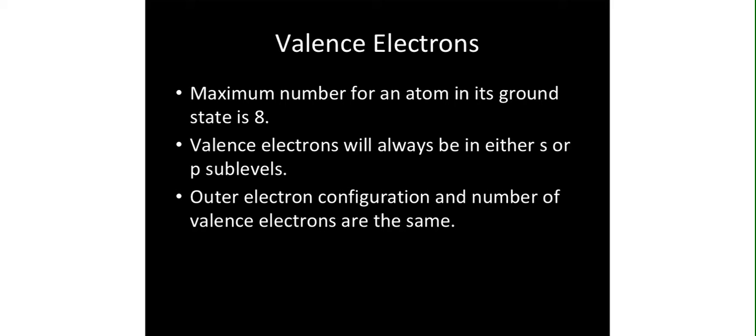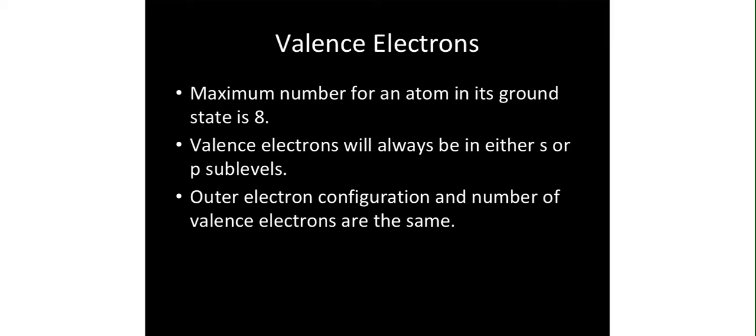Outer electron configuration and the number of valence electrons are the same. What I mean by this is if you look at group 1, the outer electron configuration will always be 1s1, 2s1, 3s1. And yes, there is more to that, but it'll always end in that one number. That very last number on your configuration indicates the valence electron number. If you look at group 2, it always ends in 1s2, 2s2, 3s2, 4s2, and so on. And that 2 indicates the number of valence electrons.